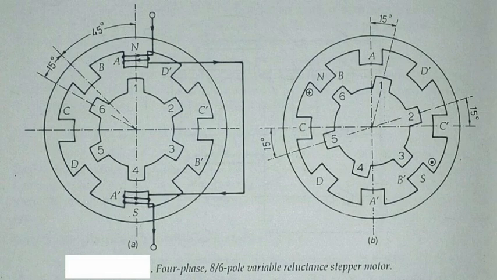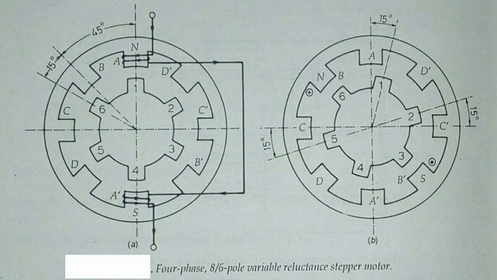The rotor can be rotated in steps of 45 degrees in the anti-clockwise direction by exciting the phases in the sequence A, A plus D, D, D plus C, C, C plus B, B, B plus A, A.